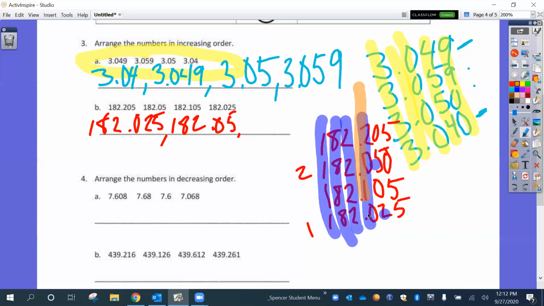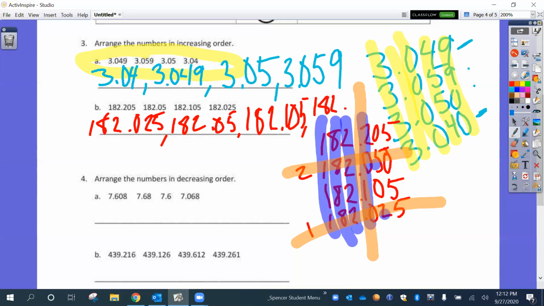So we have to go back to our tenths place. Well, we've already used this number and this number, so there's only 2 numbers left. One has a 1 in the tenths place and the other has a 2 in the tenths place. Well, the 1 is smaller than 2, so 182.105 or 182 and 105 thousandths. And our last number is 182 and 205 thousandths.